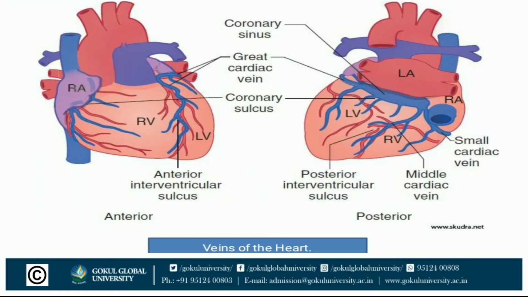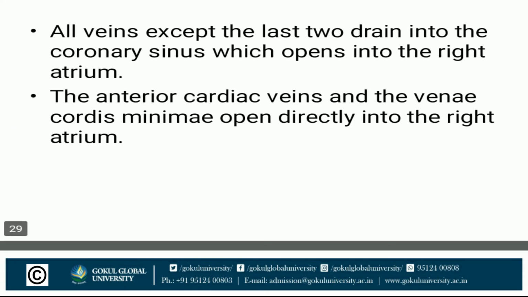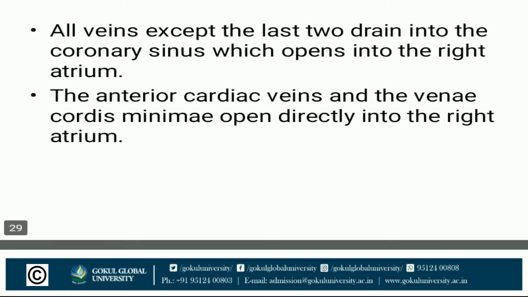In this diagram you can see the veins of the heart: coronary sinus, great cardiac vein, anterior interventricular sulcus, posterior middle cardiac vein, small cardiac vein. All veins except the last two drain into the coronary sinus, which opens into the right atrium. The anterior cardiac veins and the venae cordis minimae open directly into the right atrium.